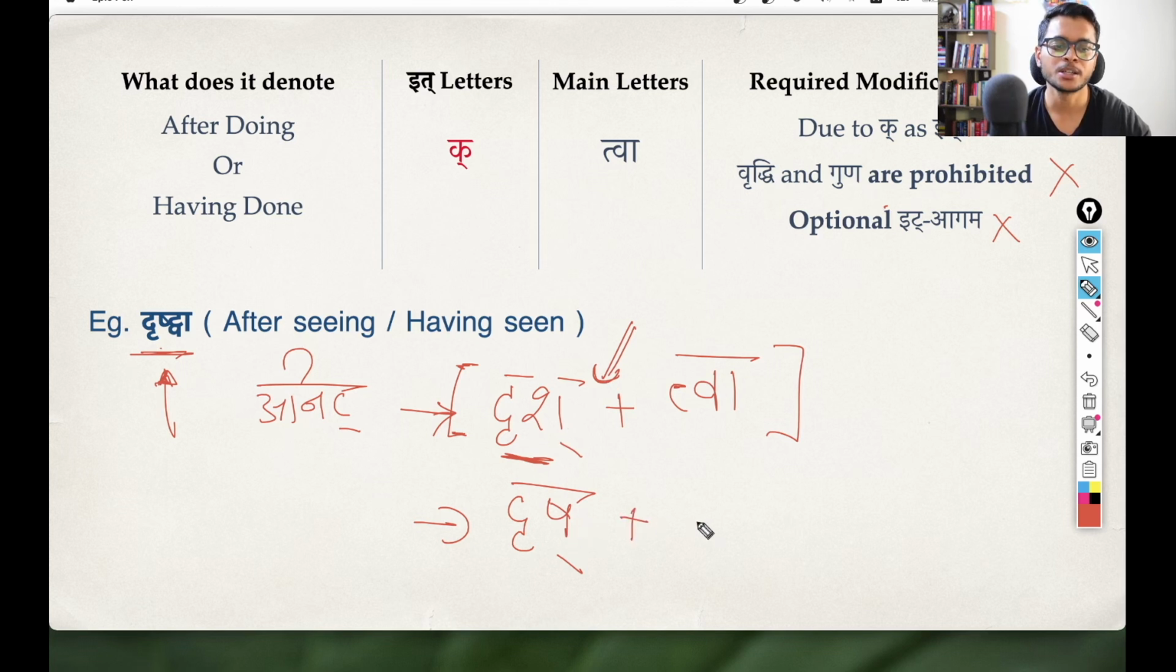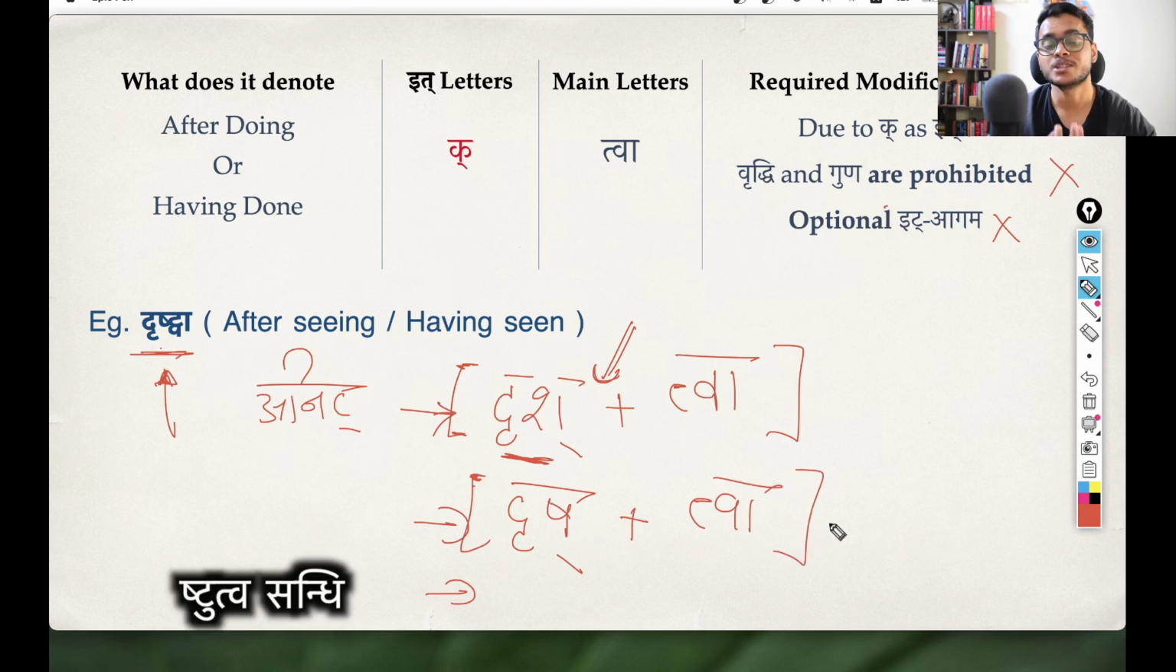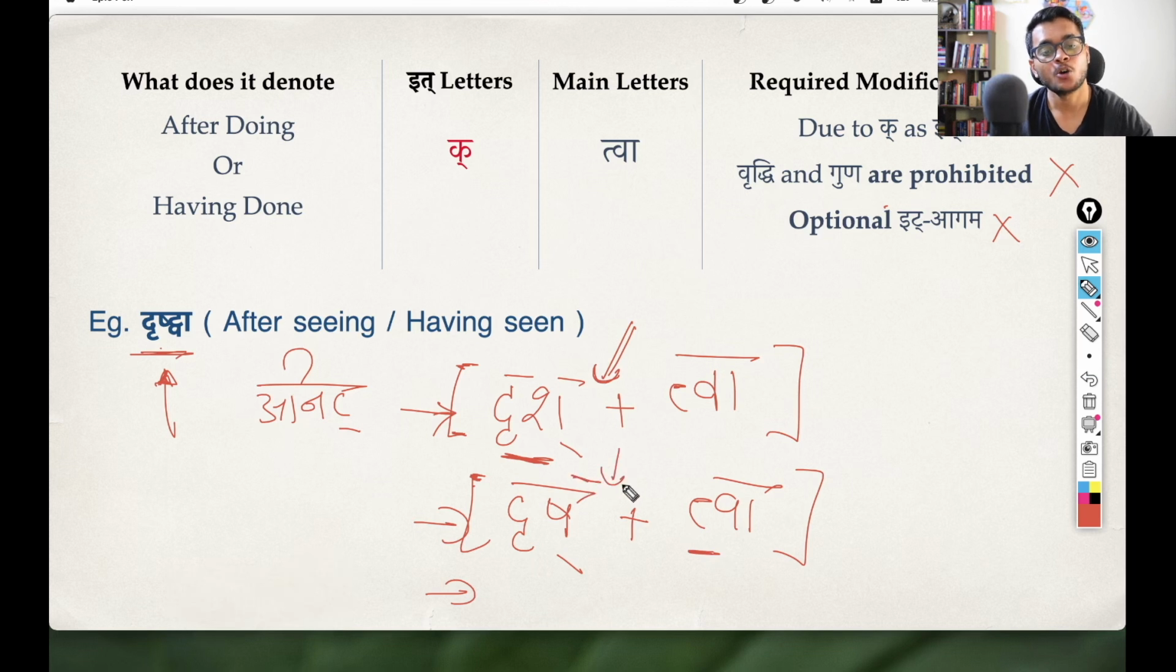Okay, so we get this drish and then we get this twa. And now again another sandhi is going to happen. And that is shtutva sandhi. When any ta varga is in combination with sha or any ta varga, this ta varga also changes into ta varga. Okay, so basically this ta is replaced with this ta. That is due to the shtutva sandhi. And now we are going to combine them together. So we combine drish and we combine twa. So we get this word drishtva, after seeing, having seen.